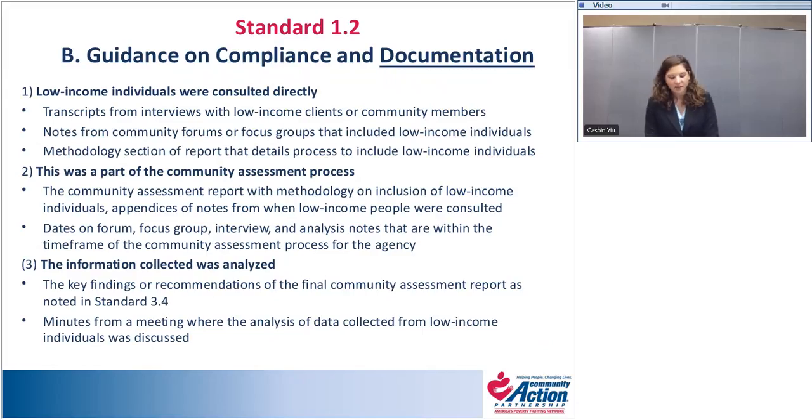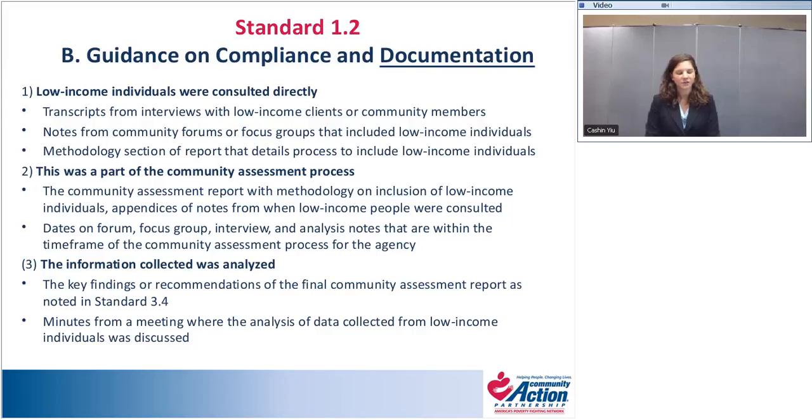Moving into documentation for this standard, there are 3 parts of the standard that I wanted to pull out specifically. The first is questioning whether you talk directly to low-income people. There are a couple examples here. You could include transcripts or notes from those conversations or focus groups or events that you held. You could point to the methodology section, if you include one in your needs assessment report, that talks about how we found or talked to or gathered low-income people to get their feedback.